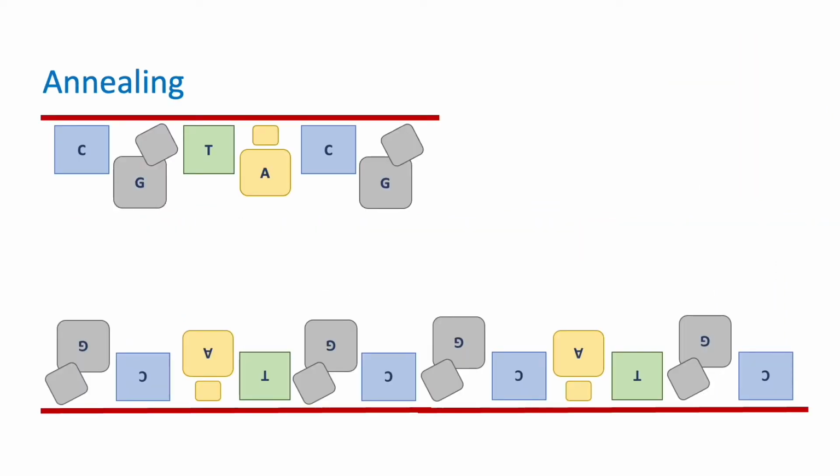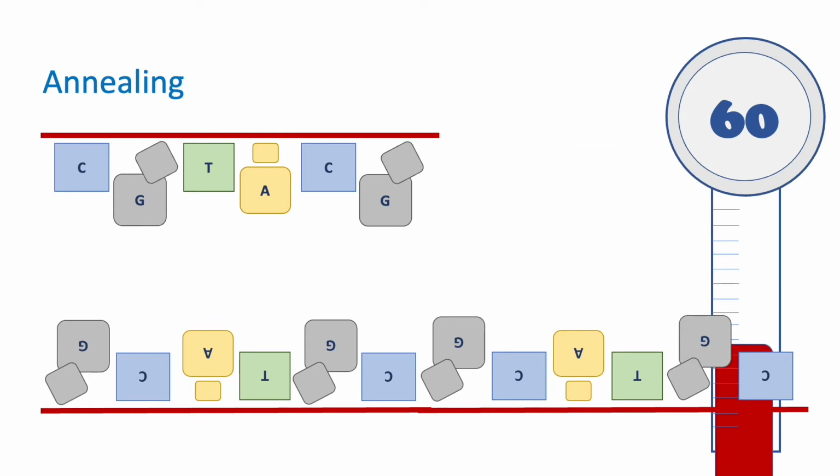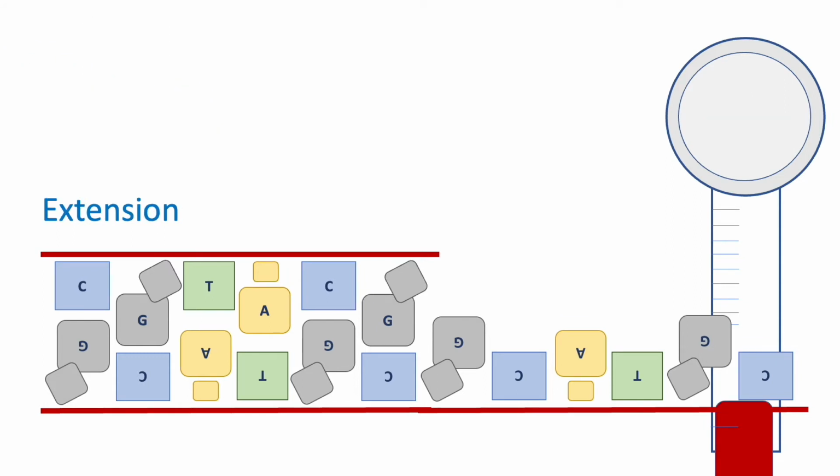When you say annealing, ladies and gentlemen, we need your primers, your oligonucleotide primers. And in order for these primers to bind, the temperature needs to be at 60 degrees Celsius. Tama po ba? Yes po. Primers will bind to our template strand. And then we're going to proceed with the next step, which is the extension.